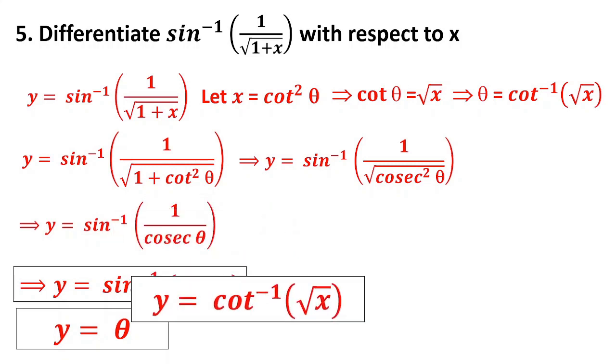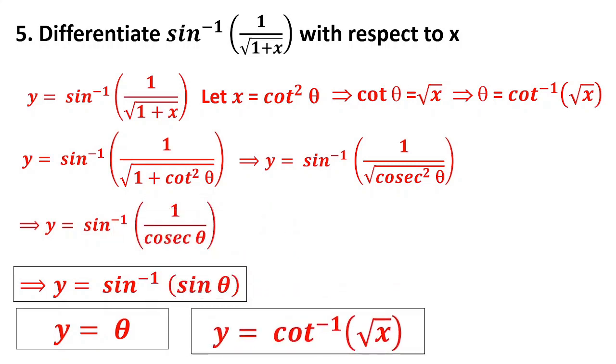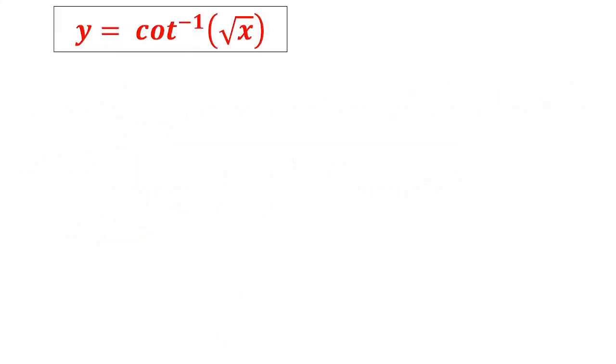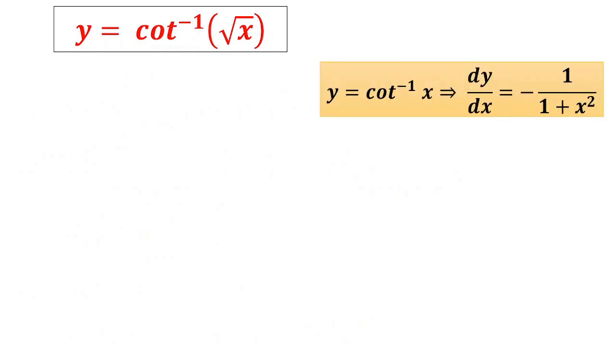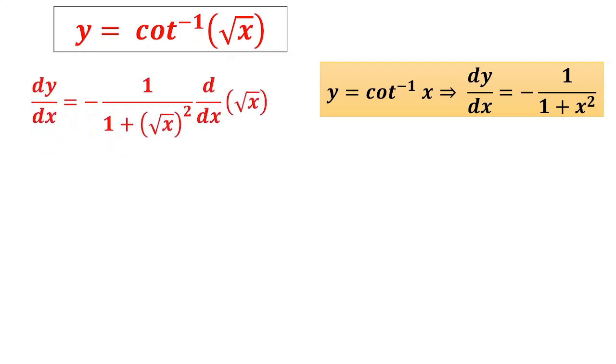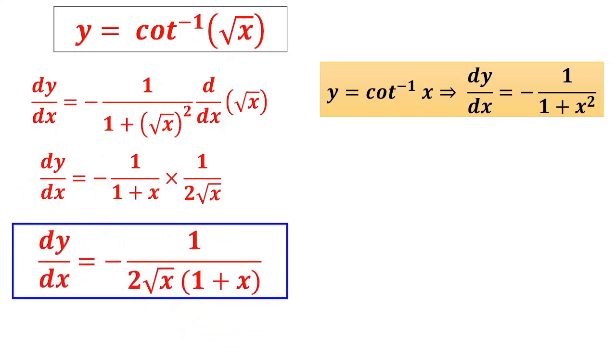Well, what is theta now? Cot inverse root x. We have to differentiate cot inverse root x. For that, what formula we have to apply? Chain rule. The differentiation of cot inverse x is minus 1 upon 1 plus x square. So, minus 1 upon 1 plus root x the whole square into d by dx of root x. D by dx of root x is 1 by 2 root x. Therefore, I got the final answer.